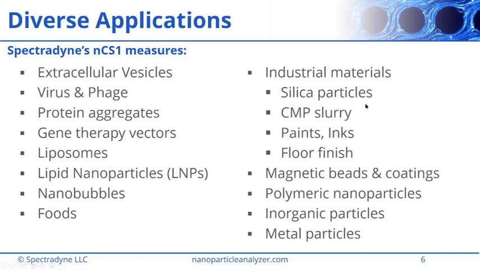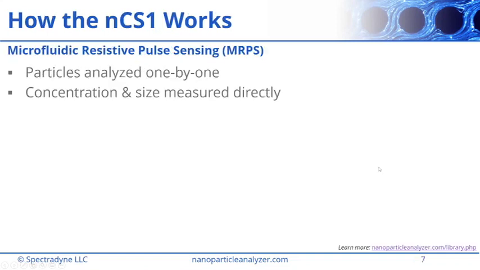So it's a broad range of applications here. So how does that work? The underlying technology is called resistive pulse sensing. That is essentially the Coulter principle, and it's been the gold standard for decades for measuring larger particles and cells in the Coulter counter.